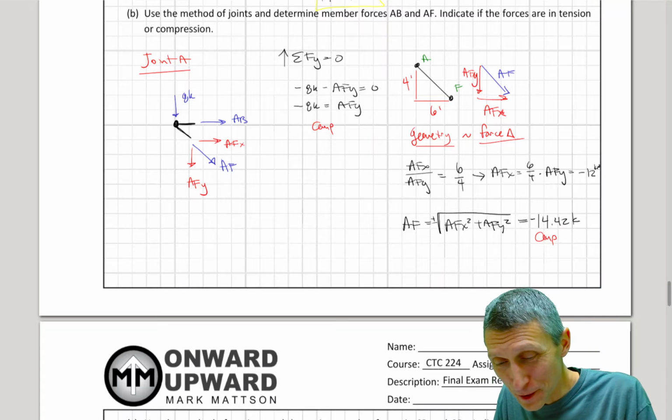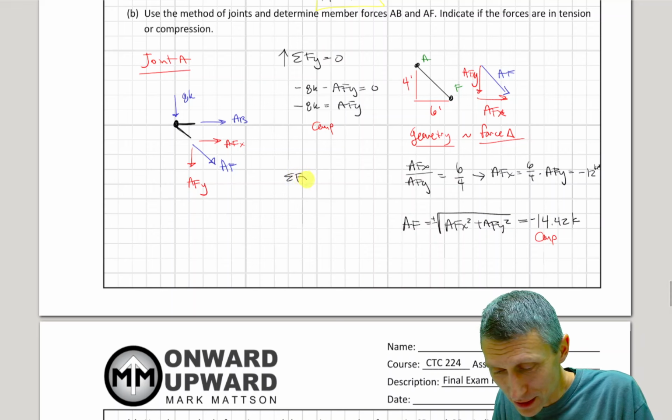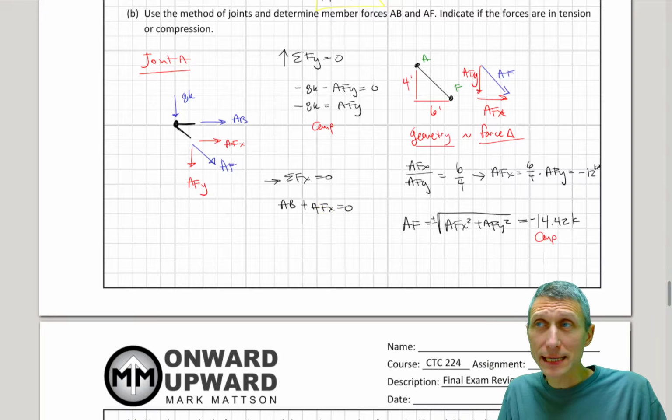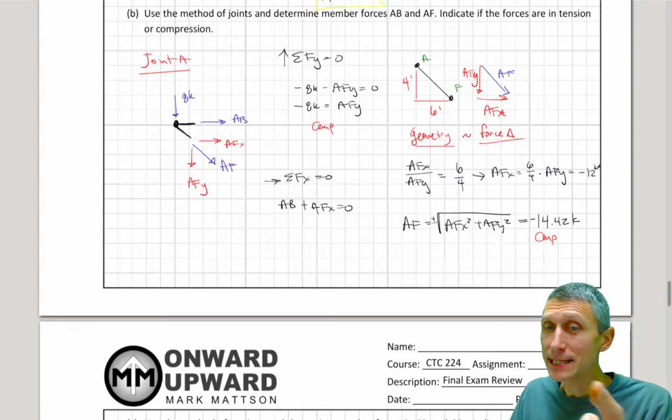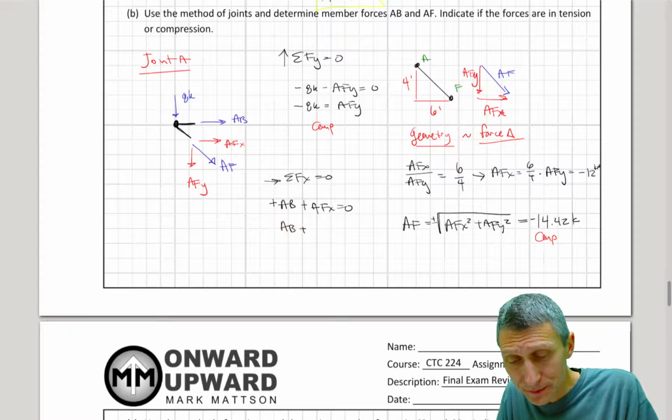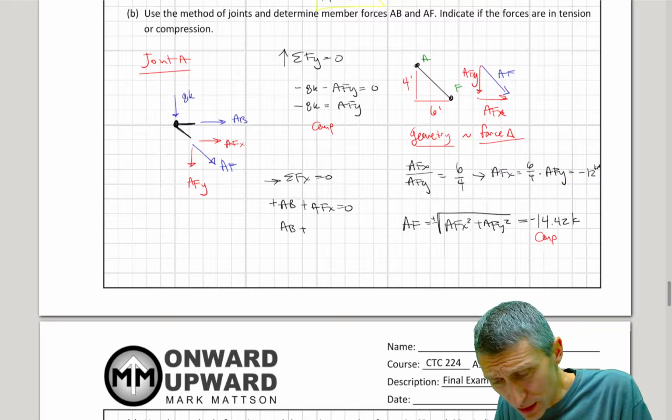Then if we come back here and sum forces in the x direction equals 0, we can see AB plus AFX equals 0. You might be thinking, isn't AFX minus? Yes, it is, but the arrow's going to the right and AB is going to the right. So I'm going to put both of these as plus. AB plus AFX here, which is minus 12 kips, equals 0.